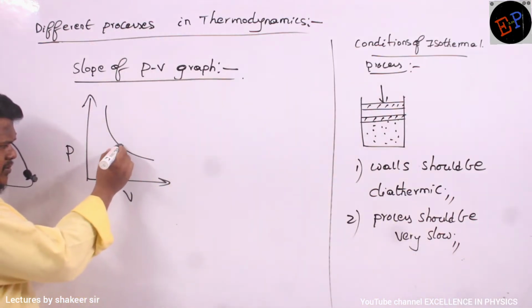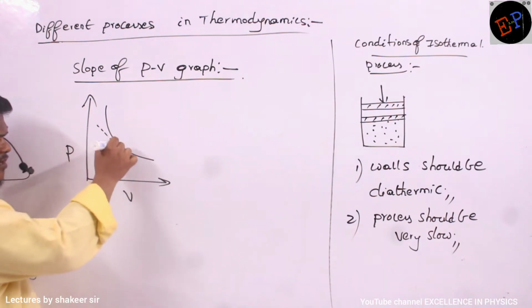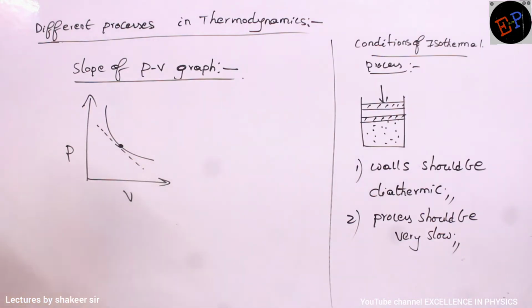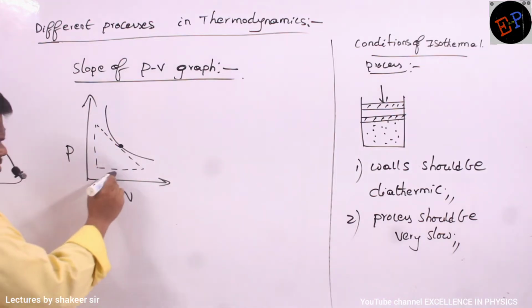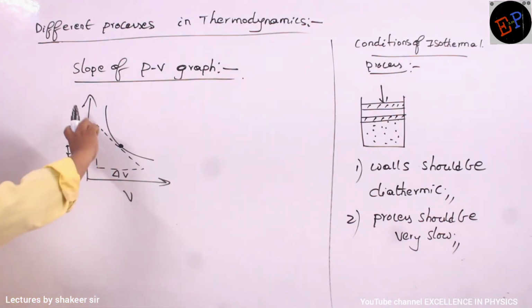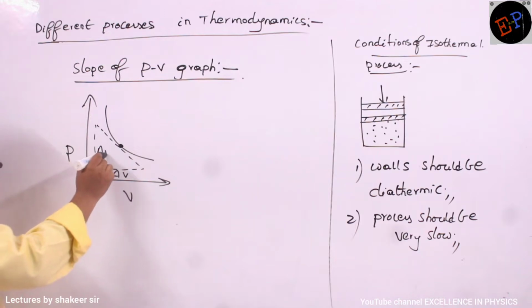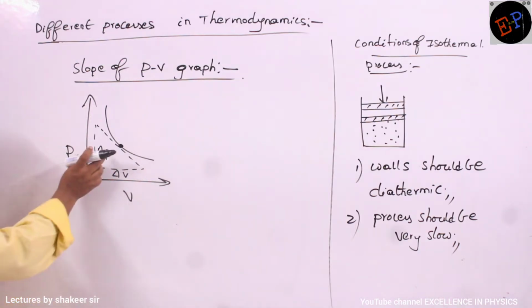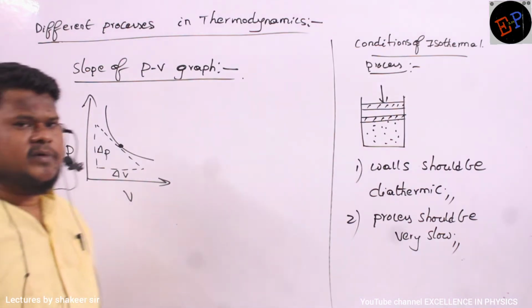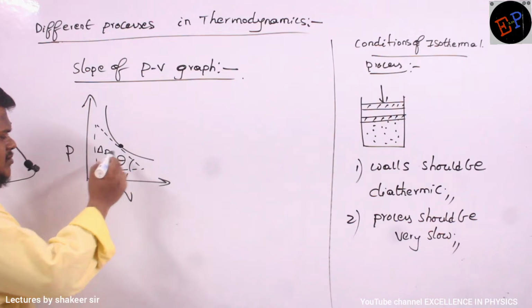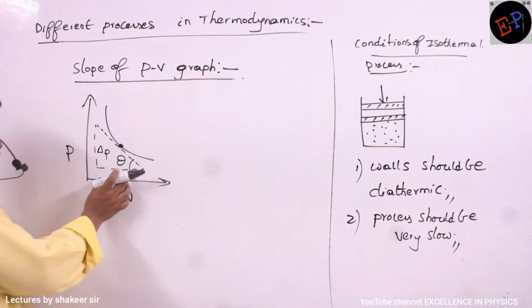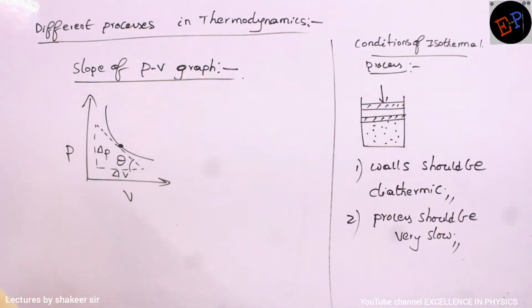You take any one point, ma, and by touching that point, you draw a tangent. Okay? If you split this tangent into two components, this is a change in volume, no? And what is this vertical line? This is change in pressure. Then if you take the ratio of delta P by delta V, that is called the slope of this graph, tan theta of a graph. If I take this angle to be theta, then delta P divided by delta V is called the slope of the graph. Okay? How can we derive this one?